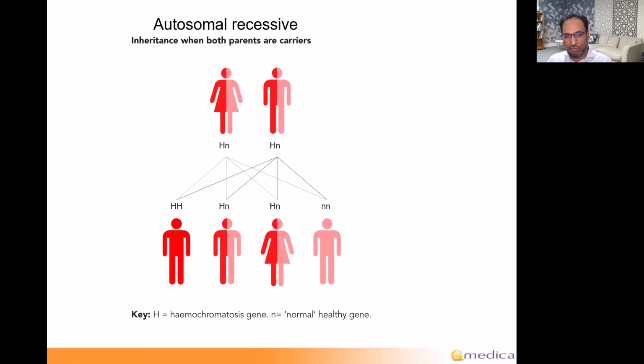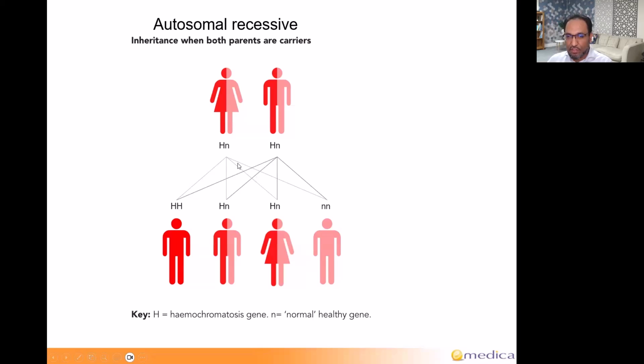So if we go through that visually, it becomes a bit easier. So look, mum's got a hemochromatosis gene and a normal or healthy gene. Dad's got a hemochromatosis gene and a normal or healthy gene because they're both carriers. So you get one from your mum, one from your dad. So you could be unlucky and you get the H from your mum and the H from your dad. 1 in 4 will have full-blown disease.